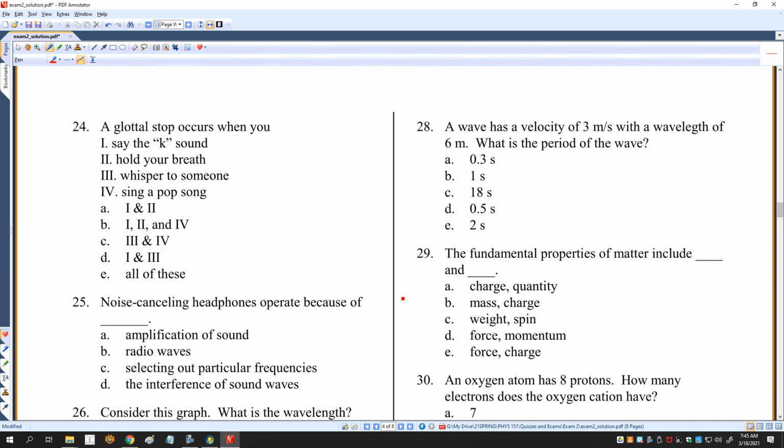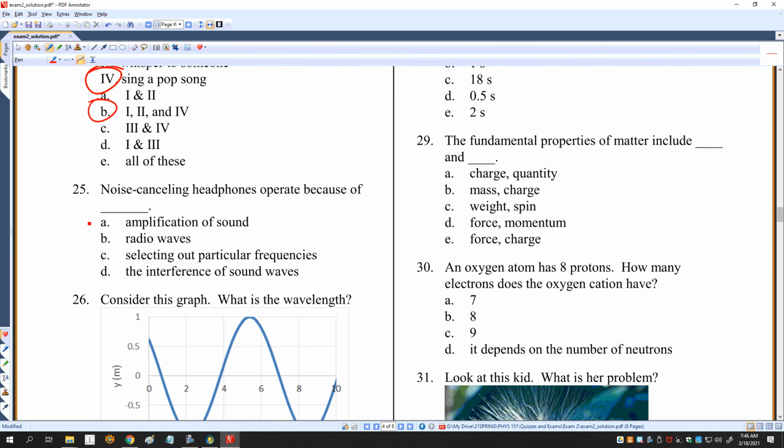measure that. A glottal stop occurs when you say the k, k, k, k sound, when you hold your breath, when you whisper to someone. Now, your glottis is open when you whisper to someone. That's why you have that breathy sound. It almost sounds like you're breathing. Or when you sing a pop song. Uh, I don't think I know any pop songs. Anyway, 1, 2, and 4 is B.